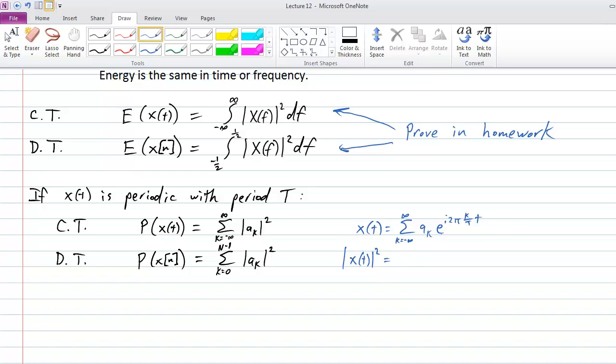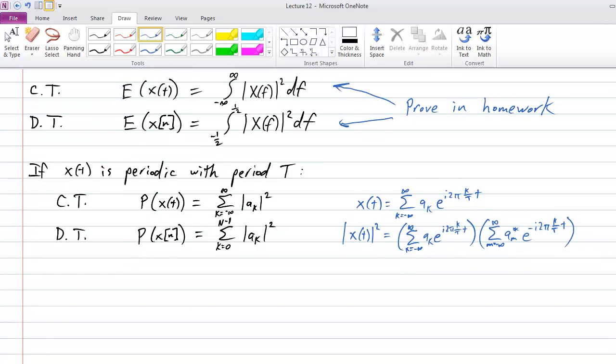you're going to get a bunch of cross terms. You're going to multiply this by its conjugate, right? So I'll write that out here. You have a sum over k, from k equals negative infinity to infinity, a_k e to the i 2 pi k over T t. And then you have times its conjugate. I'll bring the conjugate inside here, so you get a sum over m equals negative infinity to infinity, a_m conjugate e to the negative i 2 pi m over T t.